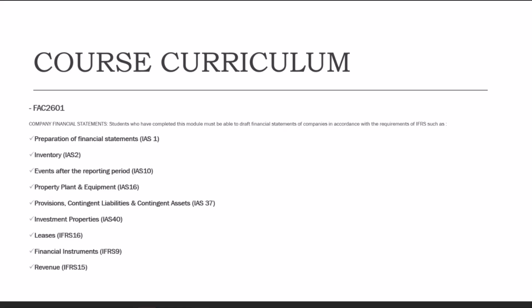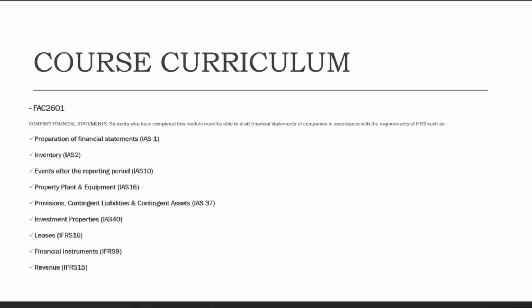Financial instruments. We're going to learn about financial instruments. We will find out that accounts receivable, accounts payable, these are all financial instruments. How do we account for them? The standard that helps us is called IFRS 9, International Financial Reporting Standard 9. Then now the main one, revenue or sales. The standard that helps us to delve into it, to understand it, and to account for it, is called IFRS 15.